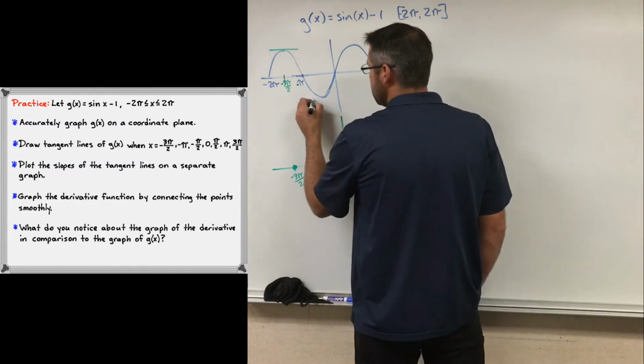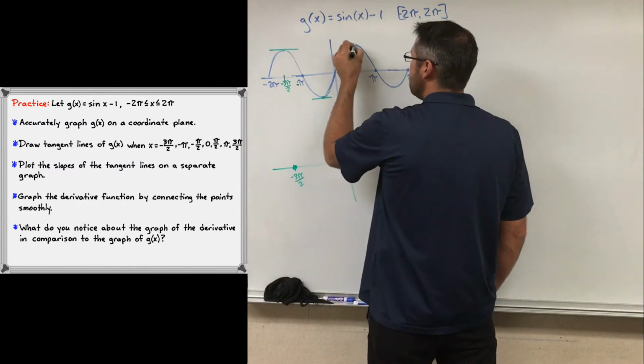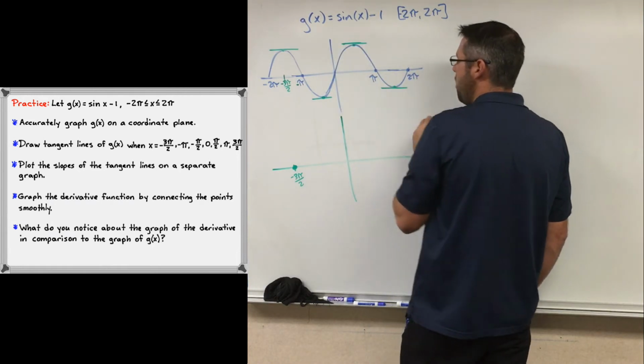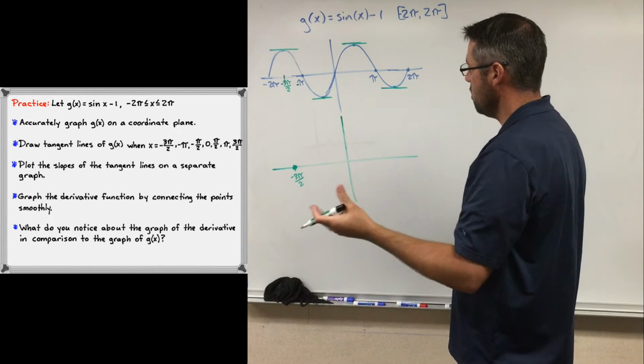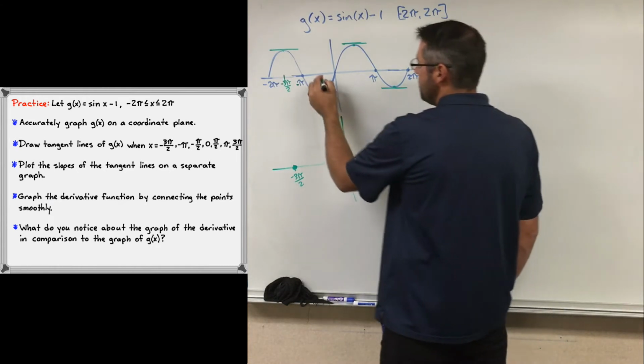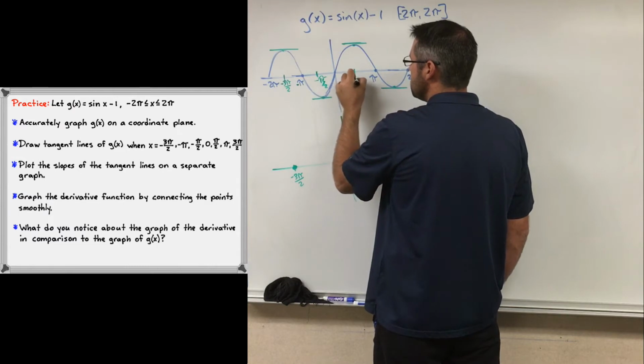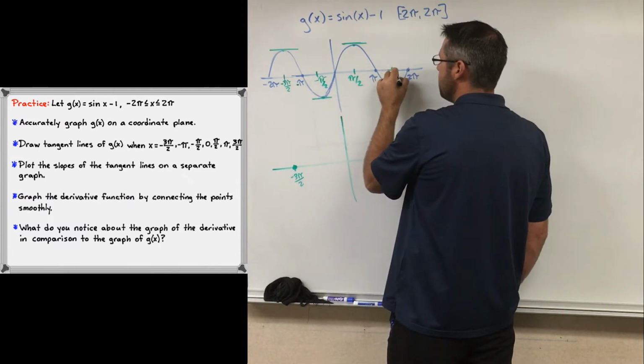Well, we have a horizontal tangent line here, and here, and here. So let's go ahead and plot all those tangent line slopes on this graph down here. Well, this one is negative pi over 2, and then this one is pi over 2, and then this one is 3 pi over 2.